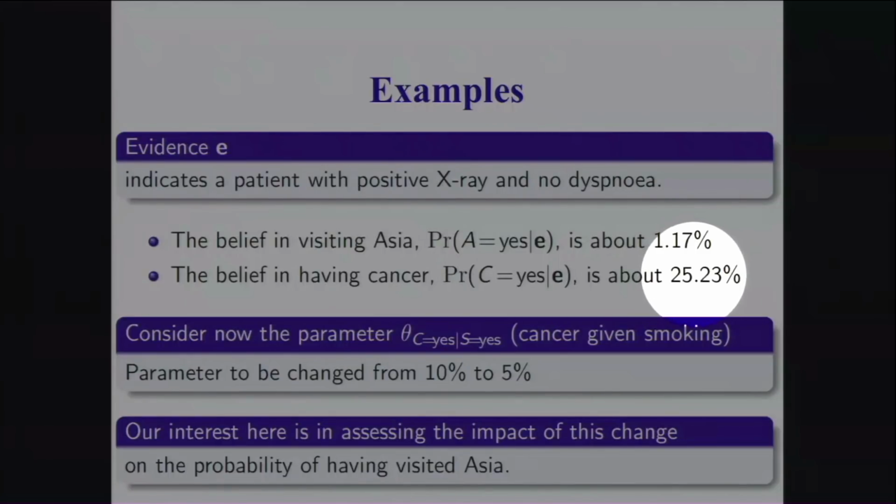And now we want to say, okay, I have this parameter, which is the probability of cancer given smoking, and it's currently at 10%. I want to change it to 5%. Can I tell you something about these two guys? These are current values under this parameter value, and I'm changing this to 5%. Can I give you any guarantee on the changes that will take place to these guys? And I don't want to do inference. I want to use this equation that I just showed you to do that.